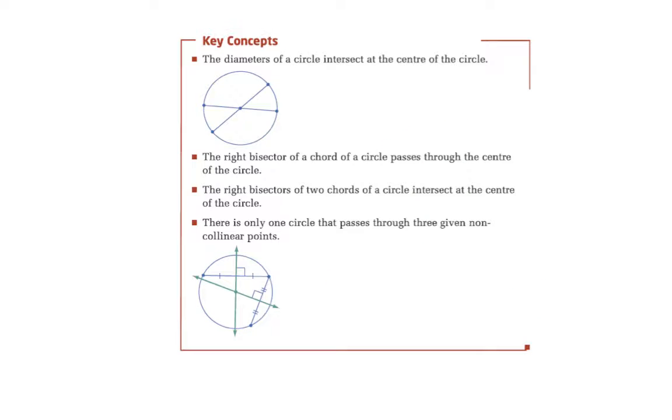Here are the key concepts for today's lesson. You can review these on your own. I'm going to focus on this concept. The right bisector of a chord of a circle passes through the center of the circle.